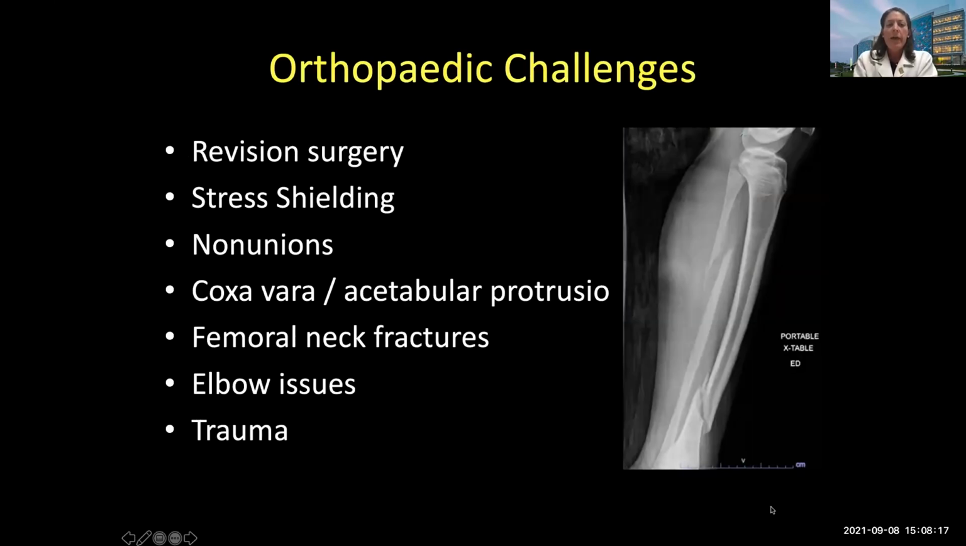When we speak of these challenges, this list here is what we'll be focusing on for the rest of our time. I would say one of the most common ones that we face is a revision surgery, and that's a surgery that's being done after an initial surgery has already been performed. And then we'll touch on stress shielding, non-unions, various deformities about the hip, femoral neck fractures, a few things with the elbow, and trauma in the setting of OI.